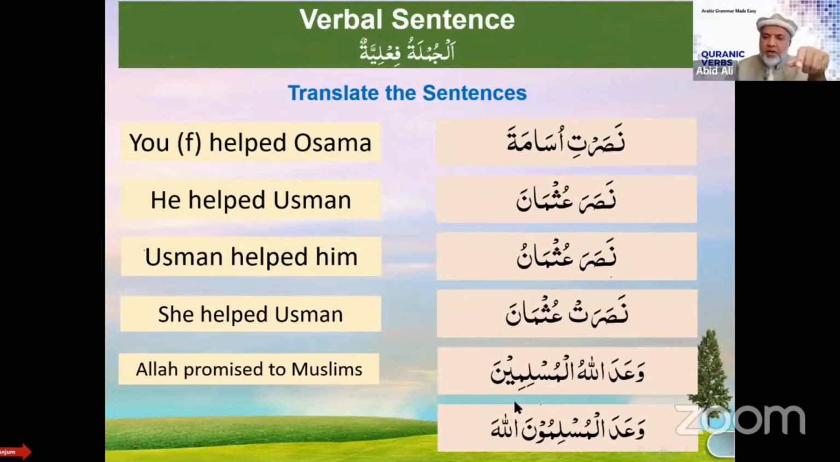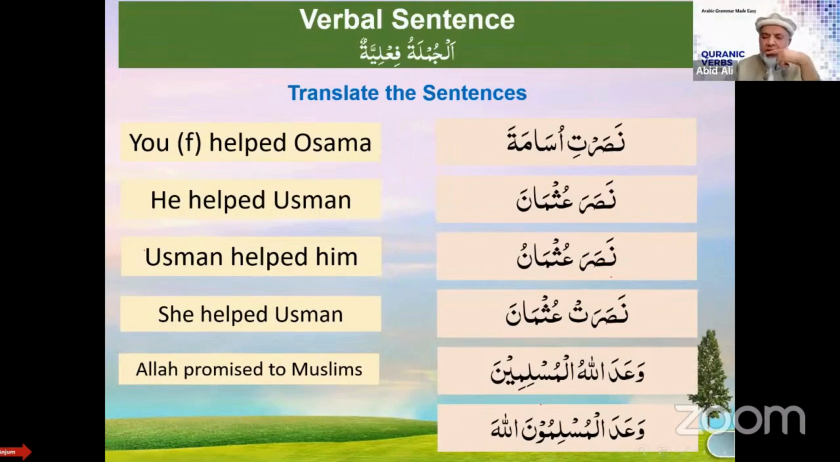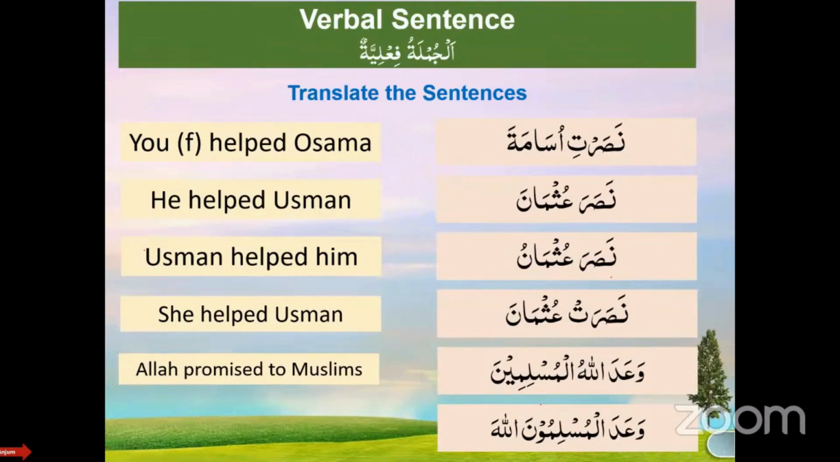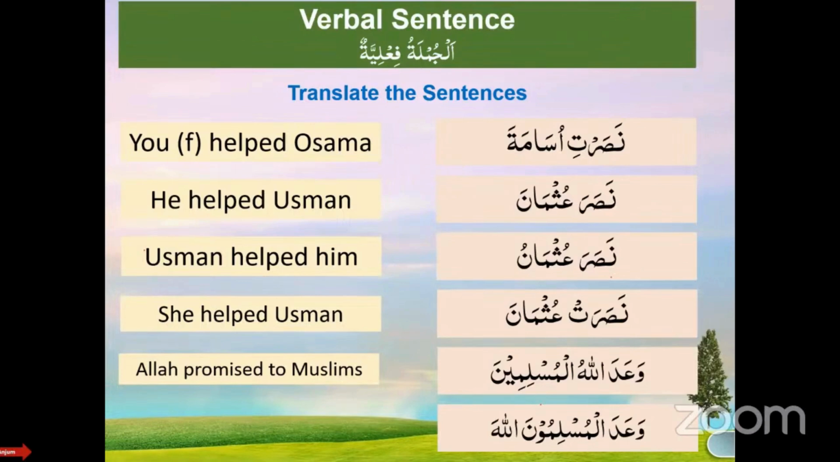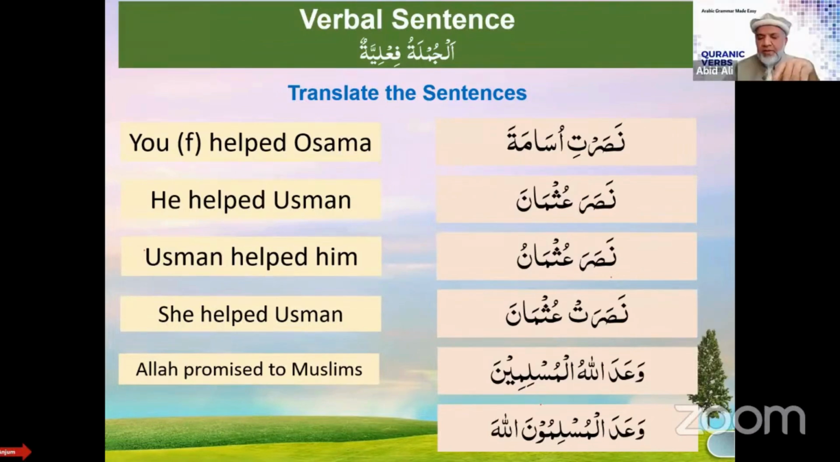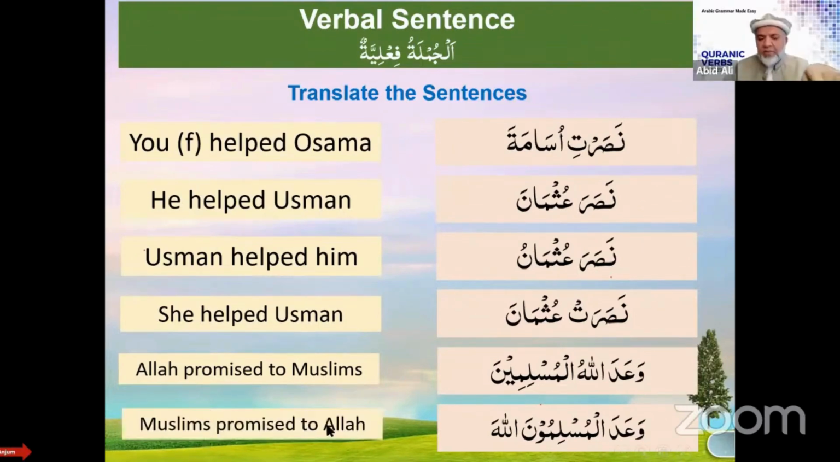Wa'adal Muslimuna Allah. Yeah, Muslimuna is Nasab status. No, it's Rafa. I'm telling you it's Rafa. Okay, so al-Muslimuna is the fa'il. Is Allah in the Nasab status? Yes. So Allah is the object, right? So you will say the Muslims promised Allah.